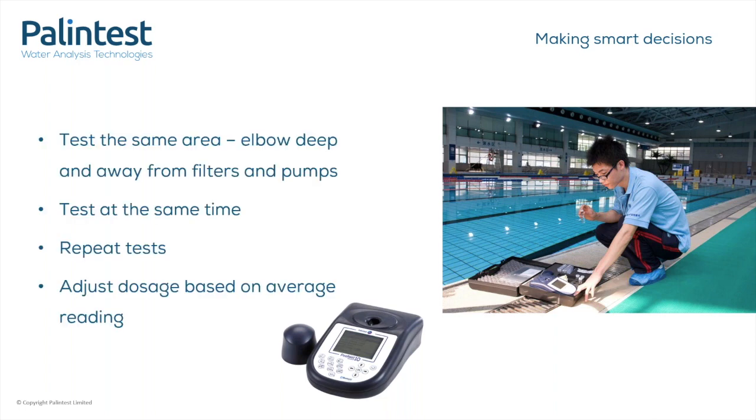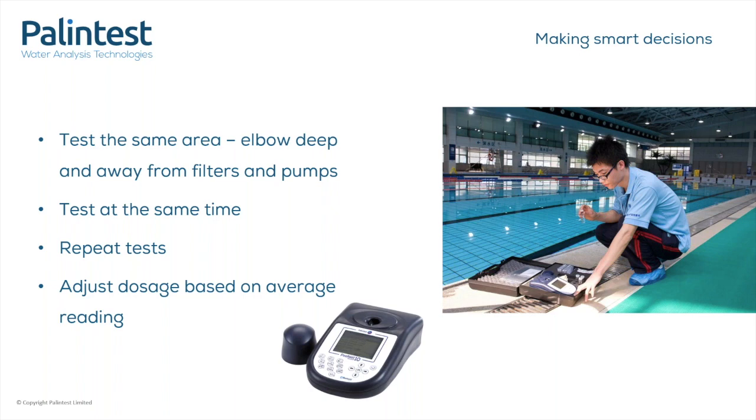So in a pool, there are deep bits, shallow bits, filters and pumps and jets. To get reliable results, we want to make sure we are testing the same place, not near a jet or a filter, not in the shallow parts or at the steps. We also don't want to test the top part of the water because you can get different reactions in the water at the surface to in the main body. So generally the advice is to test from elbow deep.